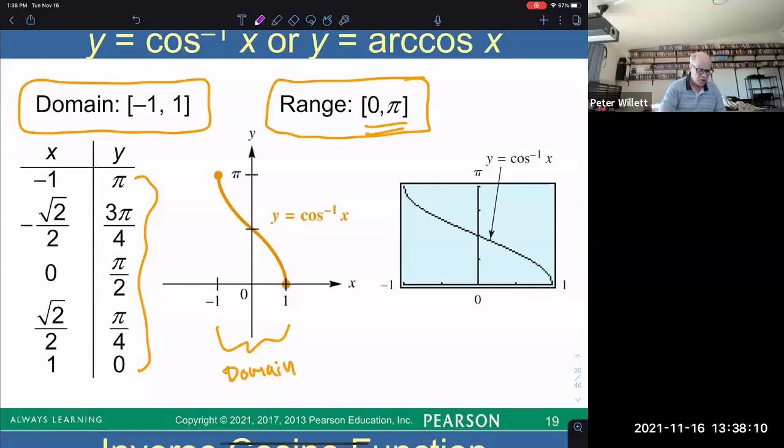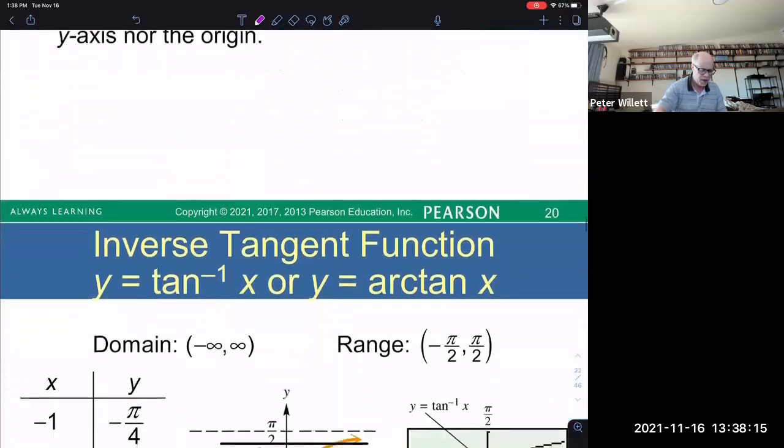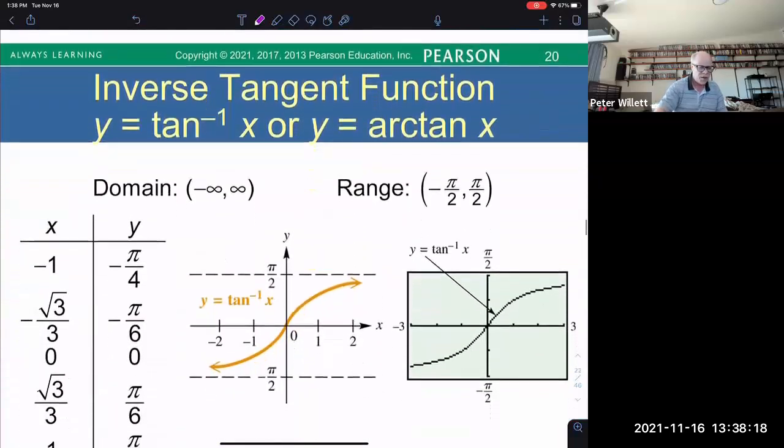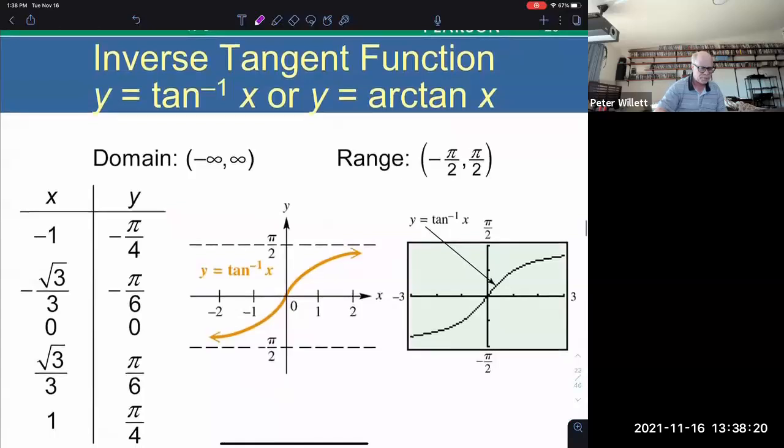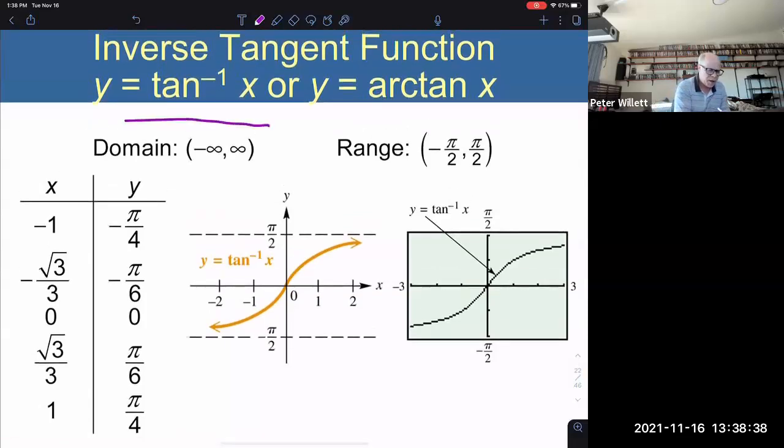Now things get interesting. I'm going to skip over the properties here and look at the tangent as time is getting tight. So we could begin by thinking about how we could flip some tables of values and take answers from tangent and map back to the angles that produce those. But the thing I want to point out that's very interesting right away is look at the domain. The domain is all real numbers. Now we don't seem to have this big restricted domain.